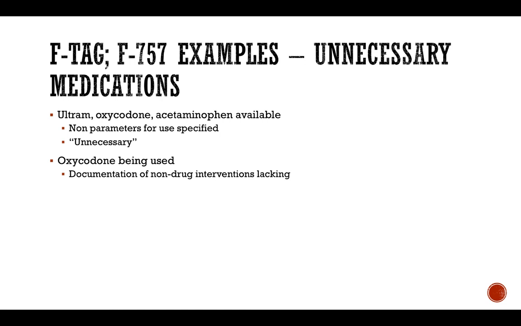It's where the documentation results, it's good, and it shows good signs and relief from a lower level pain medication. So why would you use anything more? Other staff are using Ultram or oxycodone, and they're getting relief as well. But if we don't have any parameters, like a pain scale, for example, if their pain is 1 to 3, use acetaminophen. If it's 4 to 8, use Ultram. If it's 9 or 10, use oxycodone. If we've got those parameters in place, that's okay. But in this case, we didn't. They got a deficiency for potentially using unnecessary medications.